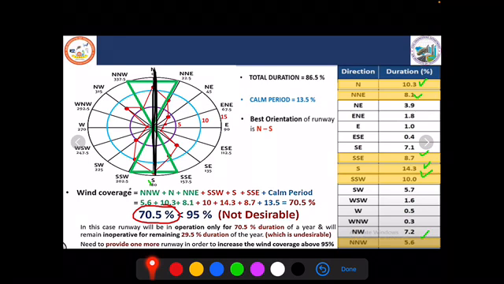So this is how we can draw the windrose diagram of type 1, and the orientation of the runway can be located using the windrose diagram of type 1. In the next class we'll discuss how the runway orientation can be determined using the windrose diagram of type 2. Thank you.